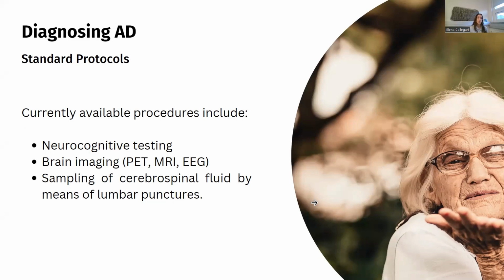You can also diagnose Alzheimer's disease through different types of brain imaging procedures, so PET, MRI, less frequently EEG. And another thing that you can do is you sample cerebrospinal fluid by means of a lumbar puncture. So generally these three things are done together. You don't just do neurocognitive testing, you do neurocognitive testing, an MRI or a PET scan, and then lumbar puncture.